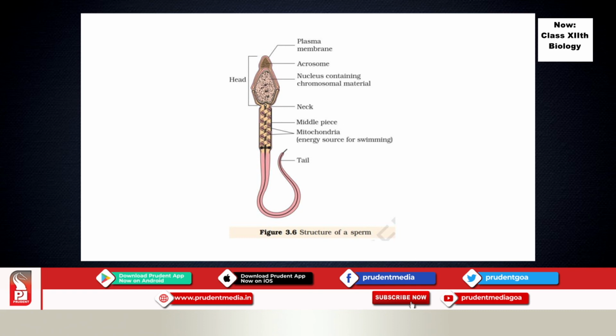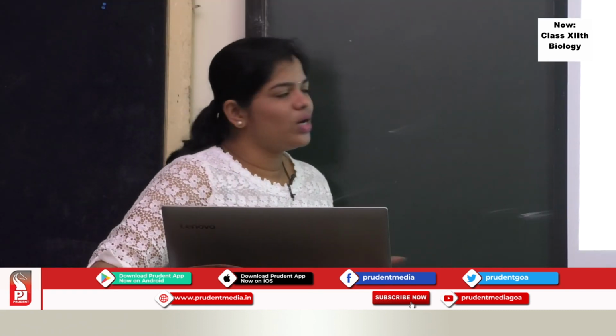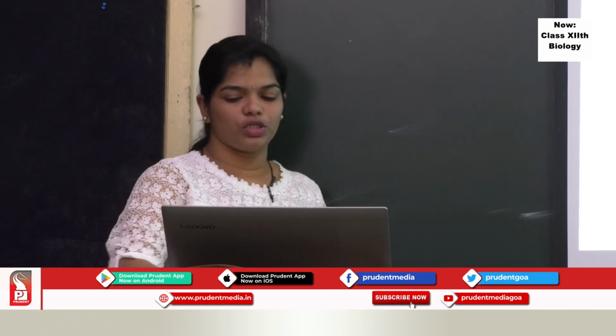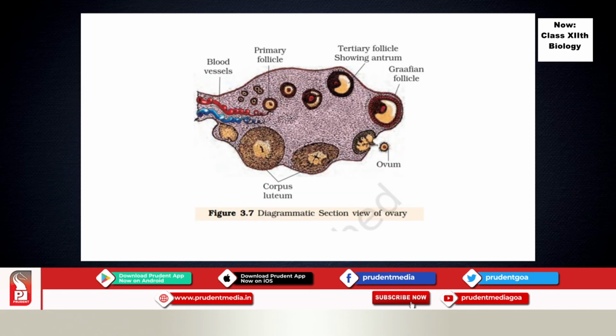So these are the diagrams. Okay, so see that you draw a scientifically correct diagram of sperm with a proportionate size. The next one is a sectional view of the ovary, wherein it is shown how the follicles are maturing into a Graafian follicle, how the ovum is released, and what remains is the corpus luteum, okay.